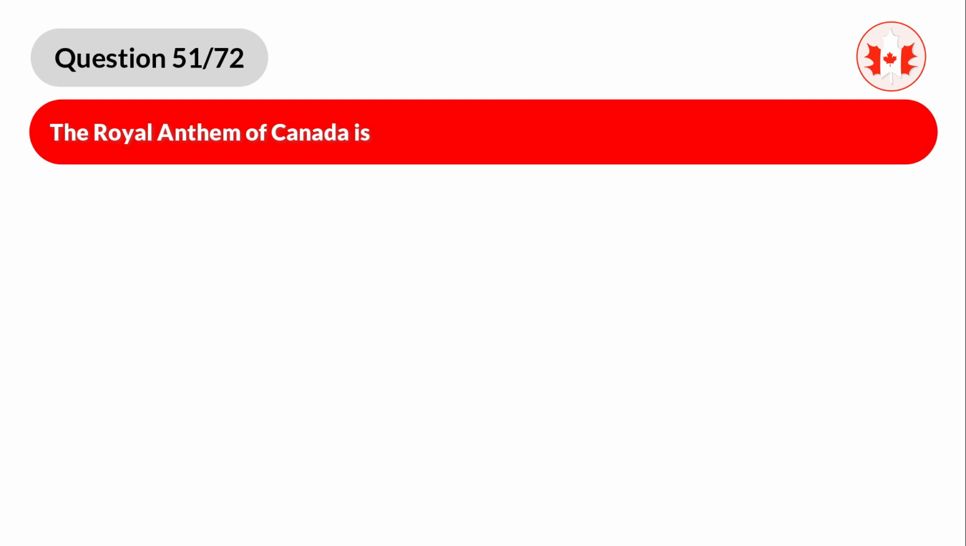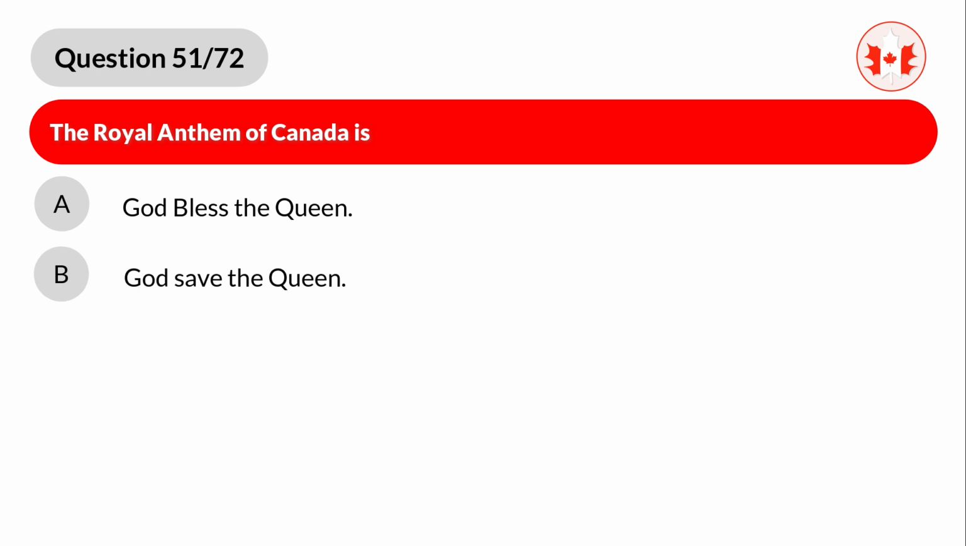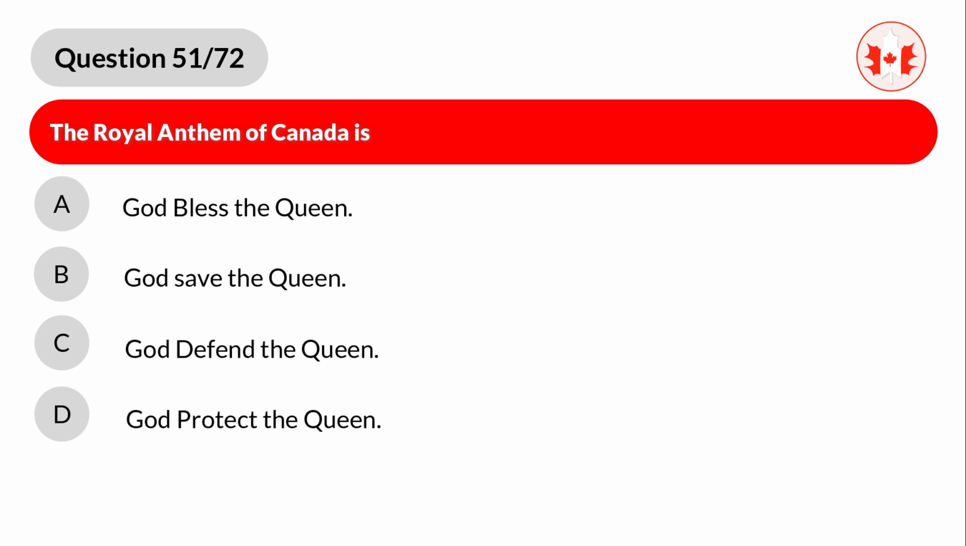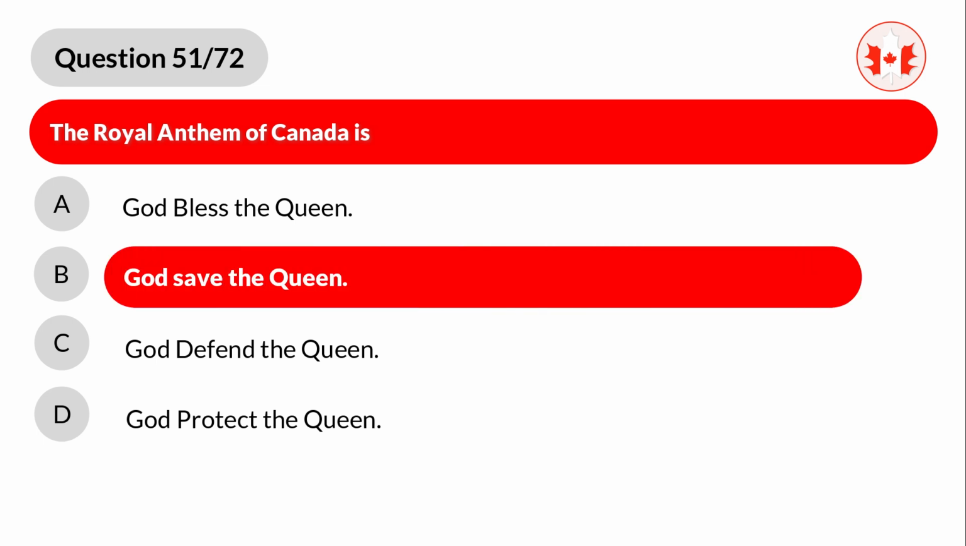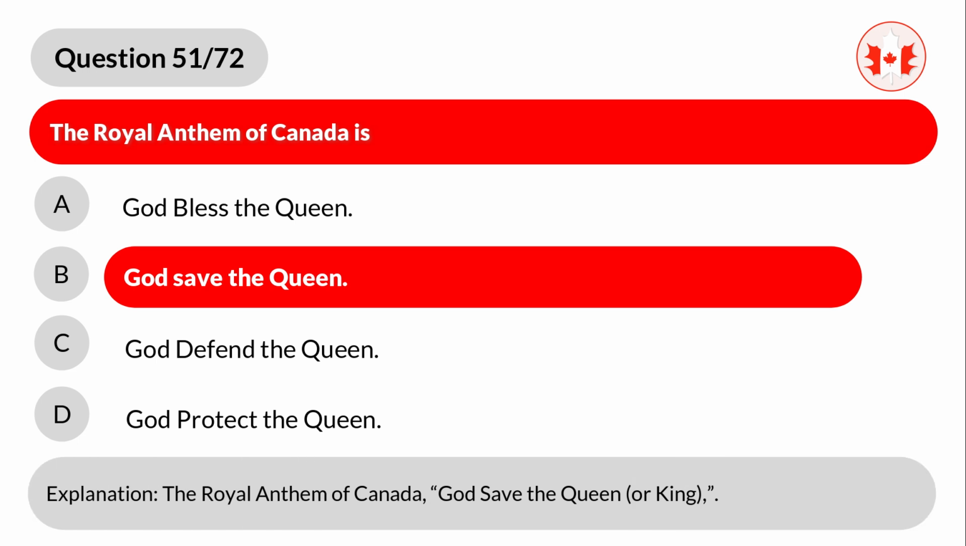Question 51. The royal anthem of Canada is A. God Bless the Queen. B. God Save the Queen. C. God Defend the Queen. D. God Protect the Queen. The correct answer is B. God Save the Queen. Explanation: the royal anthem of Canada is God Save the Queen, or King.